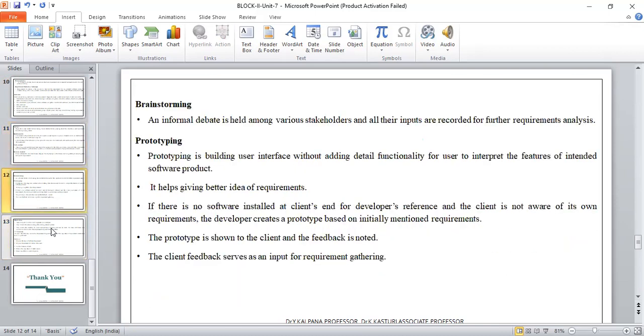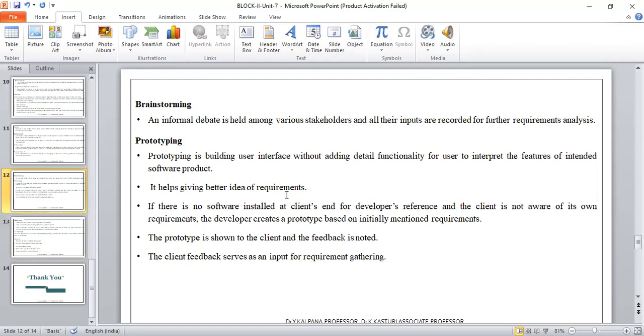and then brainstorming. An informal debate is held among various stakeholders and all the inputs are recorded for the further requirements. Is the debate needed? Actually the debate is here, and the debate is informal. Not all the points, but some important points will be recorded and applied in the requirement elicitation. Prototyping is a blueprint of the software.